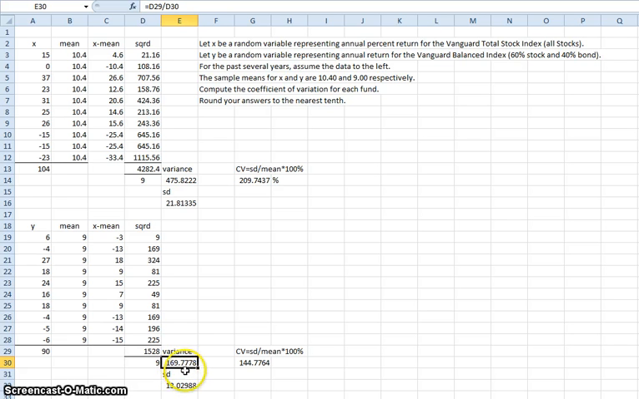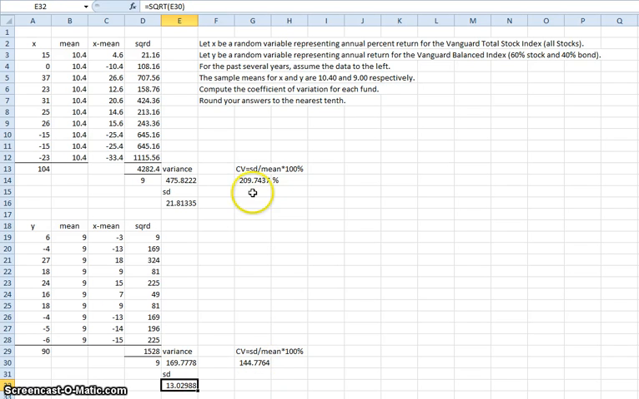To get the standard deviation, I have to take the square root of that variance. So what do you think is going to be there? I'm going to point to this cell, E30, and in this box, I'm going to take the square root of E30. So look what happens here. Equal SQRT, and then in parentheses, E30, and that automatically calculates the standard deviation for me.